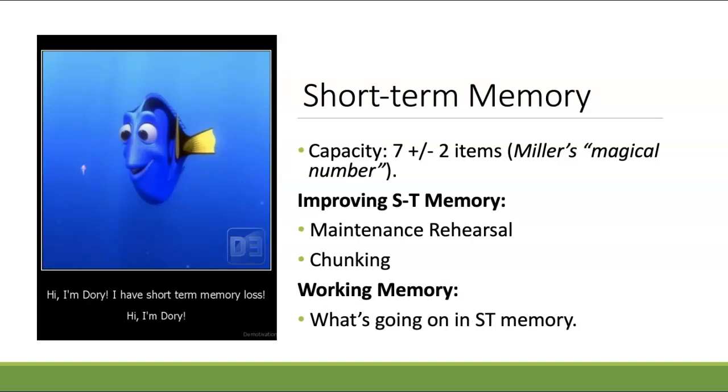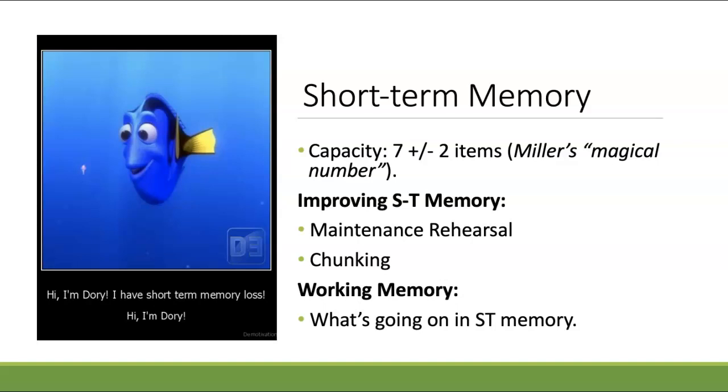However, as much as maintenance rehearsal can help, our short-term memory still does have a limited capacity, and that capacity is usually 7 items plus or minus 2. Okay, that means 5 to 9 items. I don't know why it's always referred to as 7 plus or minus 2, but it is.